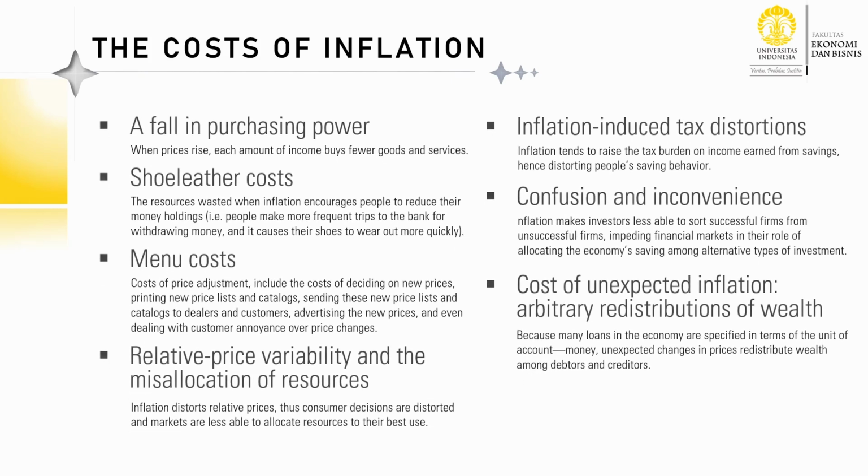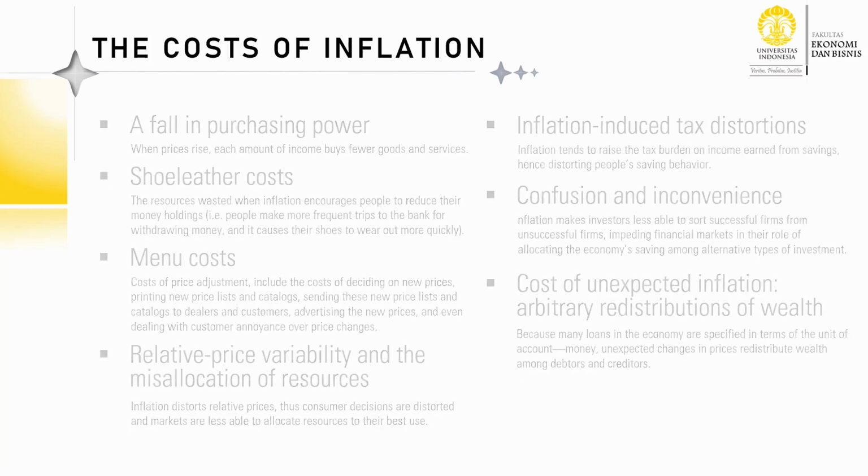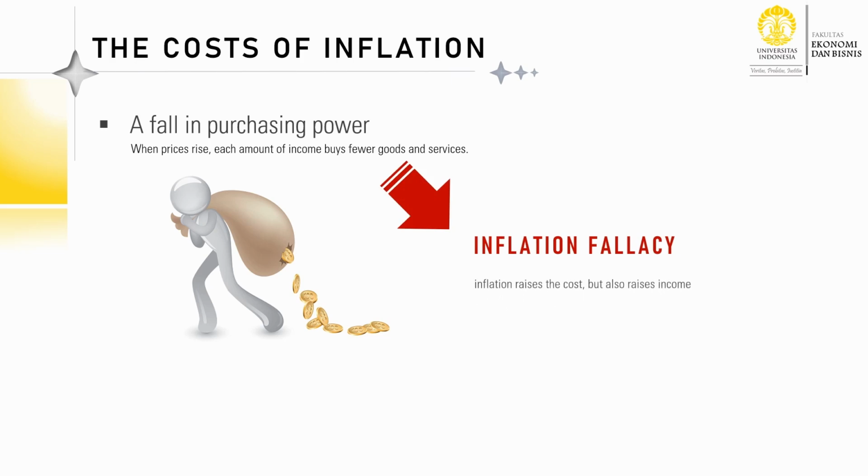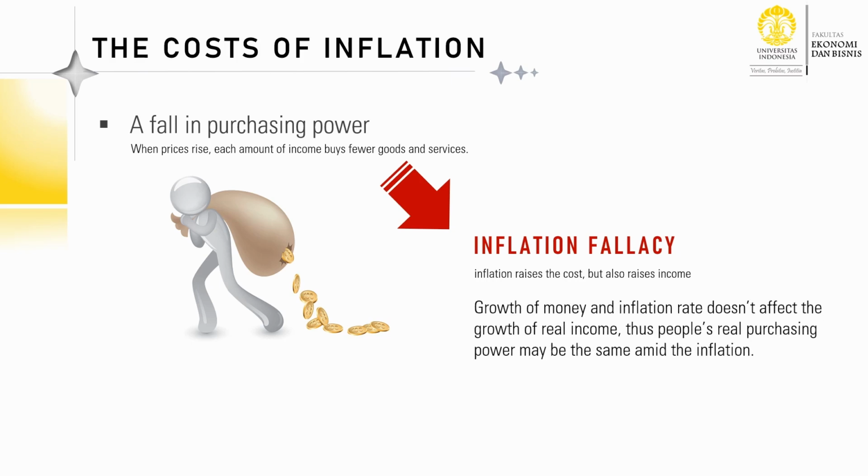Okay, after all the talks basically about the cost of inflation in the long run, we need to know the cost of inflation as well. I will only explain a few costs, however, and leave the rest to you to pause this video and read the definition yourself. Here are several costs of inflation and their definitions. The first cost here states that inflation causes a fall in purchasing power. It looks obvious at first sight, yet further thought reveals a fallacy in this answer, especially when we consider the long-run context. Yes, inflation raises the cost of what people buy, but at the same time, inflation also raises nominal income, which sometimes is not realized by some people who think that the rise is due to their talent or productivity alone. So, remember money neutrality. Growth of money and inflation rate doesn't affect the growth of real income. Thus, people's real purchasing power may be the same amid the inflation.